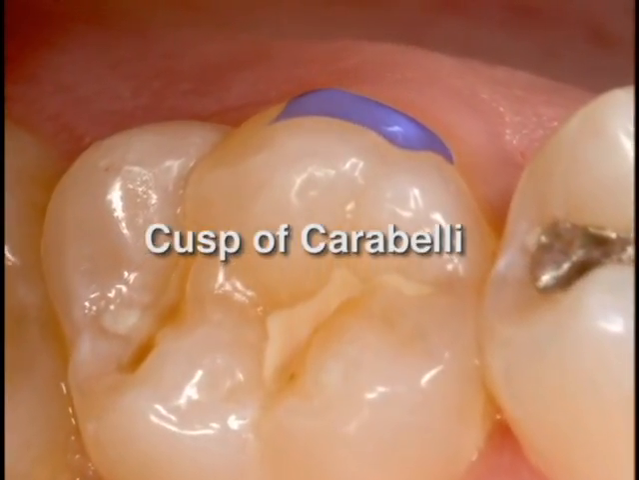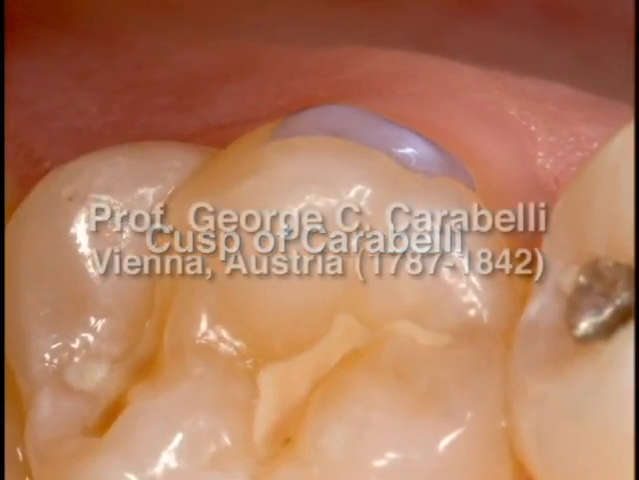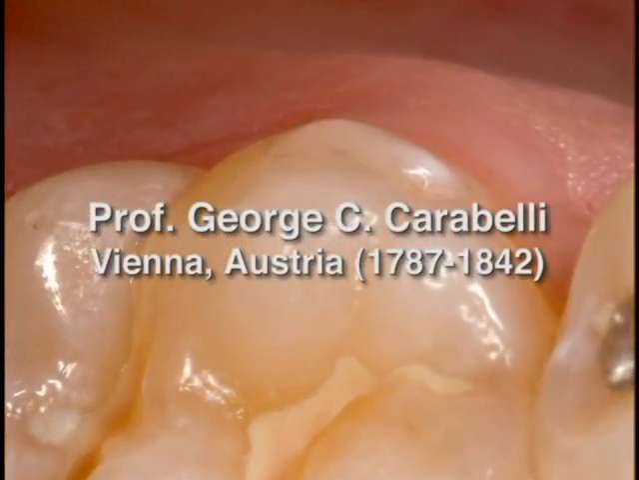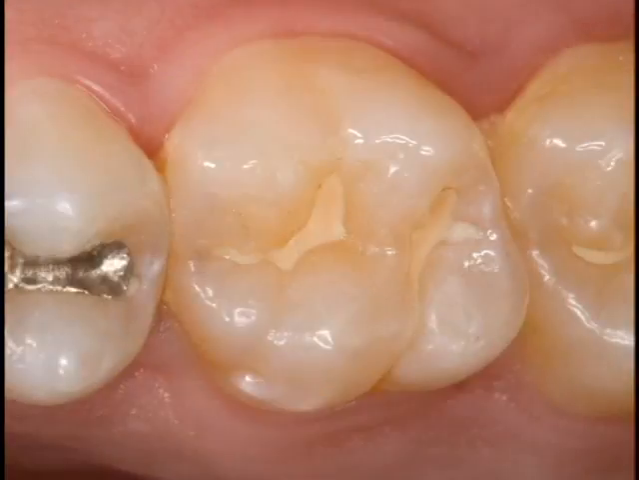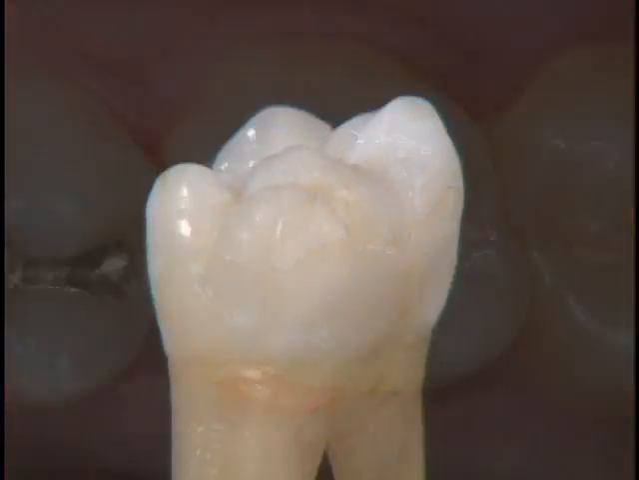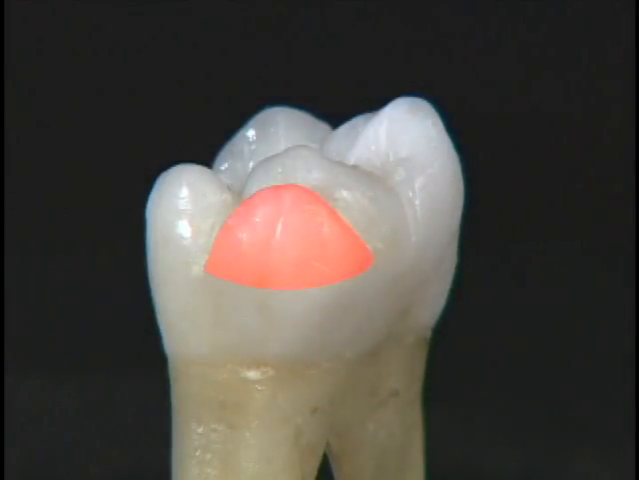It is called the cusp of Carabelli and is named after Professor George C. Carabelli of Vienna, Austria. The cusp of Carabelli is this little nonsensical thing and in many cases will only be represented by a slight increase in elevation from the gingival to the occlusal. It's often left out of restorations completely because it does not usually affect the function of the tooth.